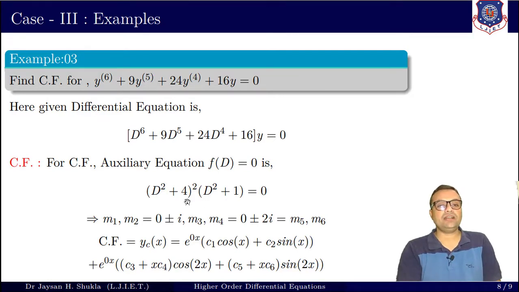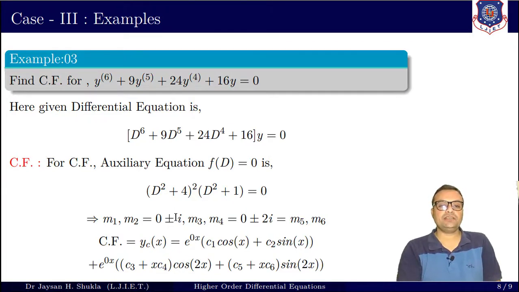Now, if I take my first part as D squared plus 1, then it gives me m1, m2 as 0 plus or minus i, and from (D squared plus 4) whole squared, m3, m4 equal to m5, m6, 0 plus or minus 2i. So here, my complementary function will take place in this way. It is e raised to 0x, because alpha is 0 over here, into c1 cos x plus c2 sin x, as beta is equal to 1.